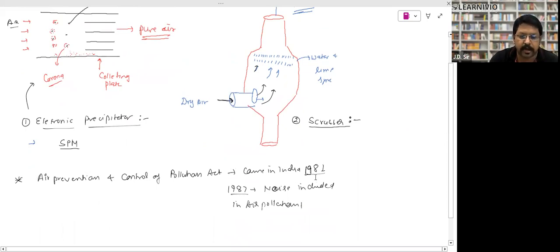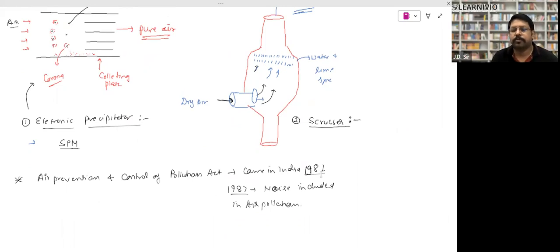So in 1981, we became aware of air pollution, because before 1981 there were not that many factories or that many vehicles, right? But after that, factories and vehicles got established, and the government thought that now we have to control the quality of the air. Then they introduced a rule, the Air Prevention and Control of Pollution Act 1981. After that, in 1987, they thought that noise should also be added. They added noise as part of air pollution, right?